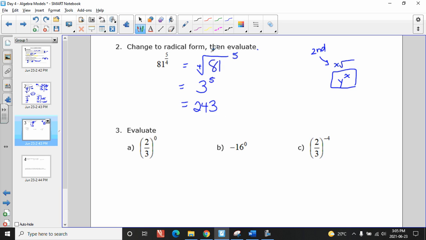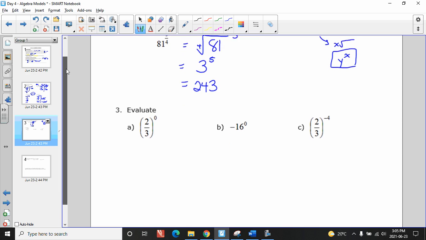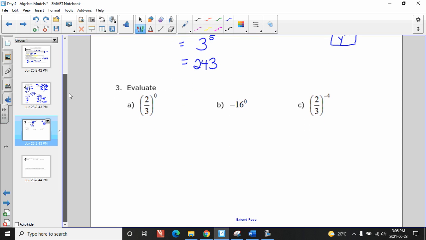Okay, so I know evaluating the radical might be tricky on some of your calculators, so please ask for help if that's not working well for you. All right, next up, the instruction says evaluate. So you don't have to show simplifying, you just need a final answer for these ones.